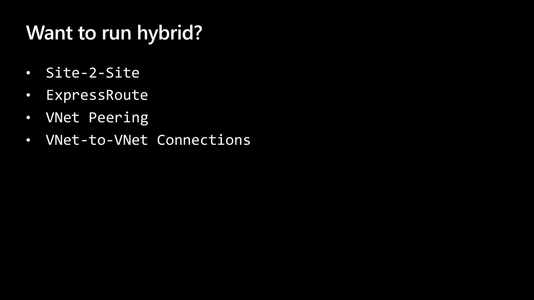Next step is, as I said, consider if you want to run hybrid cloud. There are multiple options available, site-to-site connection, ExpressRoute. Also, in terms of communication between your virtual networks in Azure, if you have different virtual networks, there's an option for VNet peering or VNet-to-VNet connections that will allow virtual machines and other services connected to those virtual networks to communicate across networks as well.